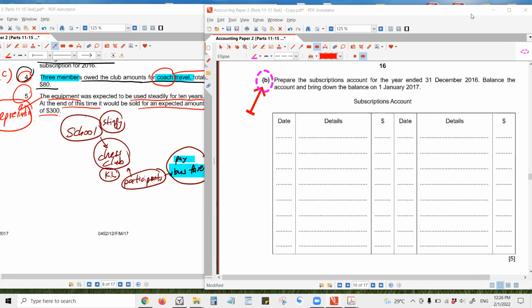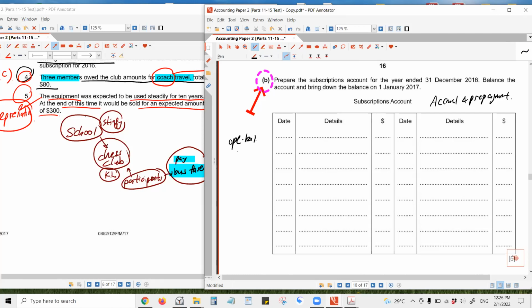Subscription account. So it's an income account. First thing you have to know is it's an income account. And for this, you have to apply what you learned in chapter 6. We call it the accrual and prepayment topic, where we keep doing income account and expenses account. You have to keep looking for four things.